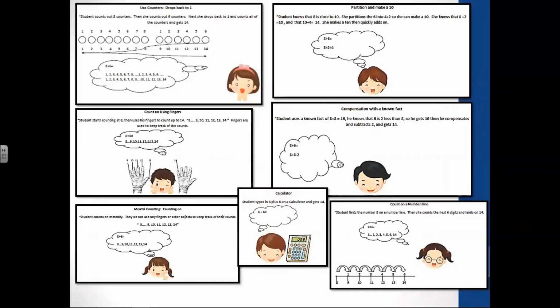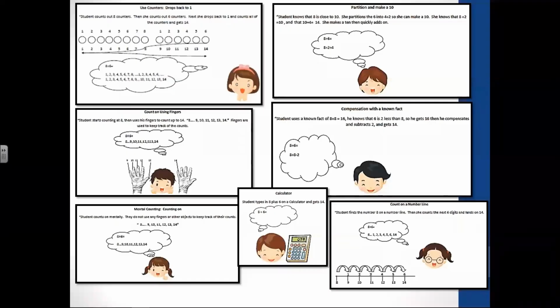And while you're doing this and looking at these, think about this. All of these strategies are used in a first grade and a second grade classroom. So you have a range of abilities, but yet the one thing they all have in common is they're all getting the correct answer. So let's take a look now. I'll give you about 10 seconds.